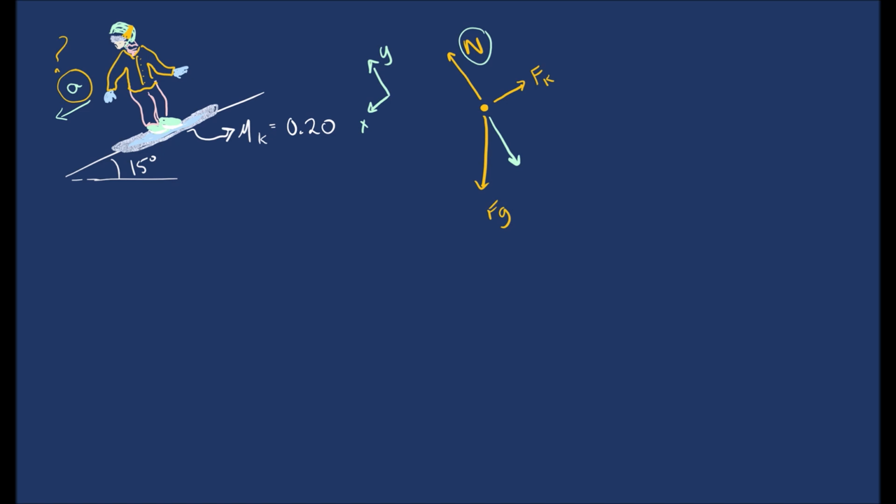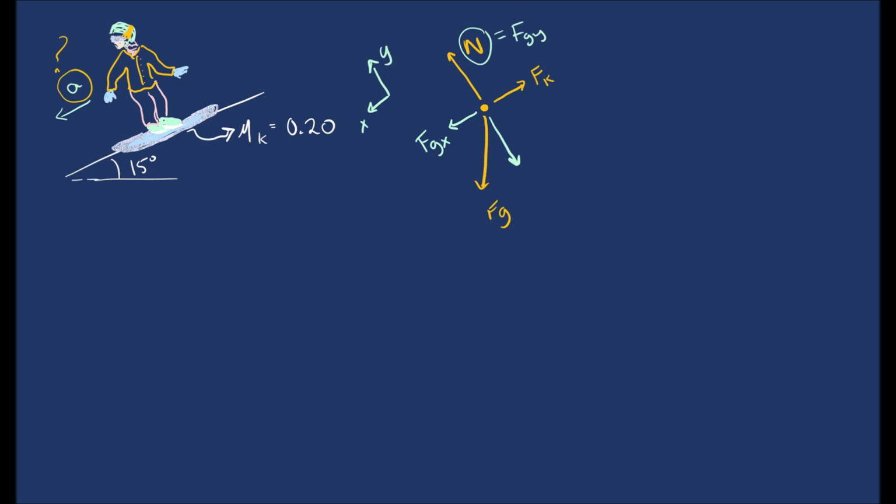So that normal force is in our y direction. And in order to figure out what that is, since she's not accelerating in the y, the normal force is going to be equal to the y component of the force of gravity. Okay, and in order to calculate her acceleration, we will also need to know the force of gravity down the incline. So I'm just going to draw it up here. So that's our x component of the force of gravity.